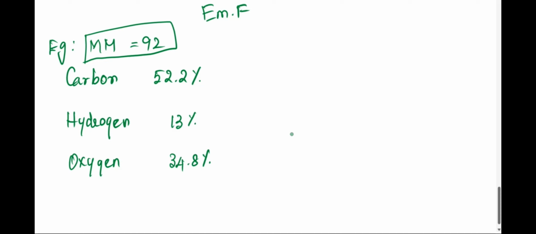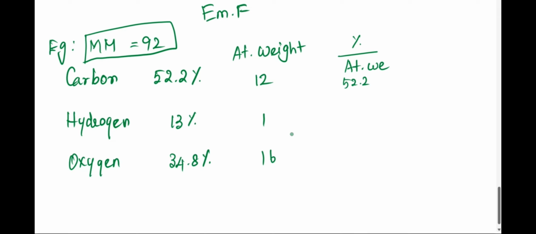First, you have to write the percentage of the elements given. Then write the mass or atomic weight of the element. Carbon atomic weight is 12, hydrogen 1, oxygen 16. Now apply the simple formula, percentage weight by atomic weight. So here you can see 52.2 divided by 12, 13 by 1, 34.8 divided by 16. So what quotient am I getting?